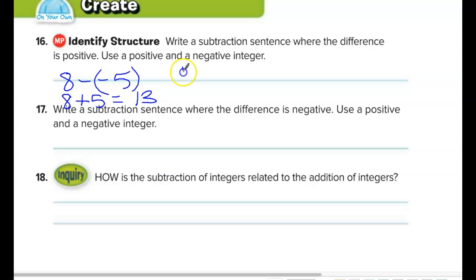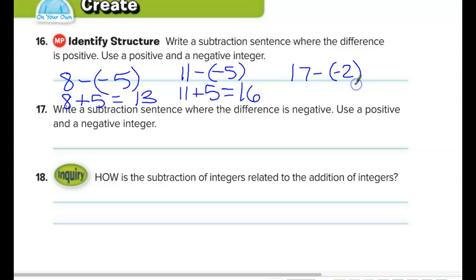Okay, what's another one, Shelby? I had 11 minus -5. Okay, again, if we use our rule, I have 11, change subtraction to addition, the opposite of -5 is 5. 11 plus 5 is 16. Okay, one more. 17 plus -2. So you've got to write a subtraction sentence. 17 minus -2. Okay, so then 17, change subtraction to addition. The opposite of -2 is 2. So 17 plus 2 is 19. All of those work.